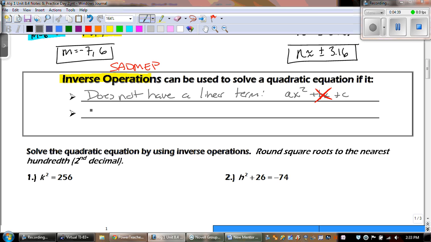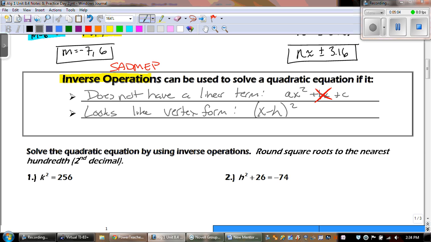Another time we can solve it is if it looks like vertex form. Mr. Grice, I don't remember what vertex form is. That's if it has the parentheses. If it has parentheses, guys, we can solve it.